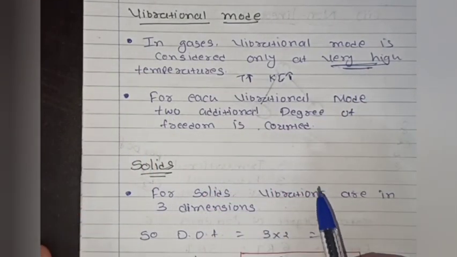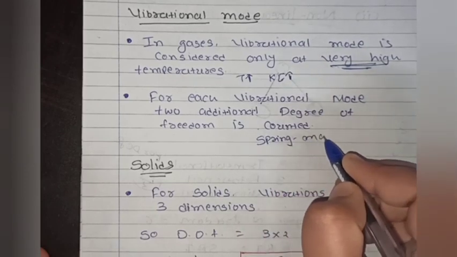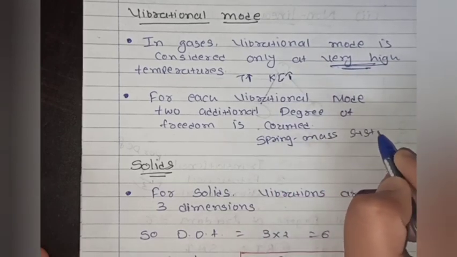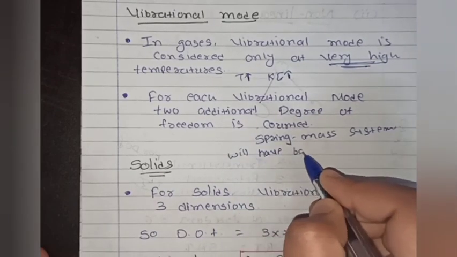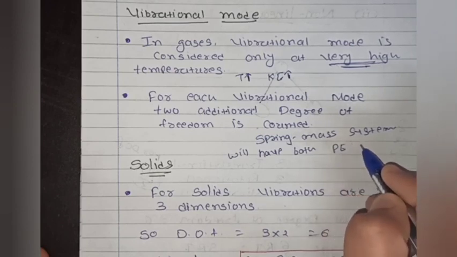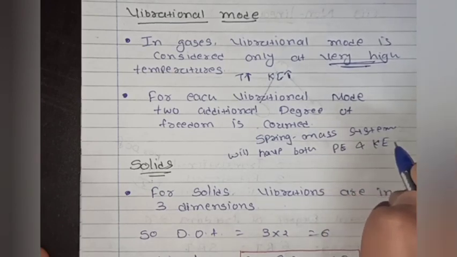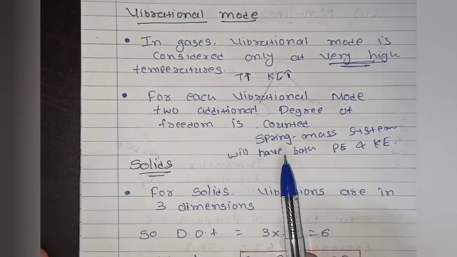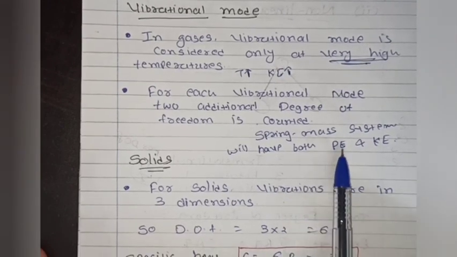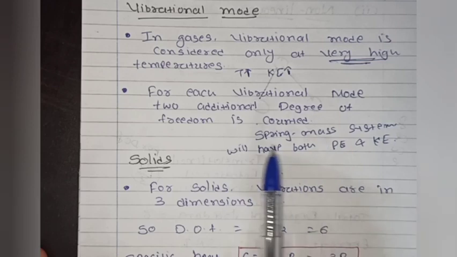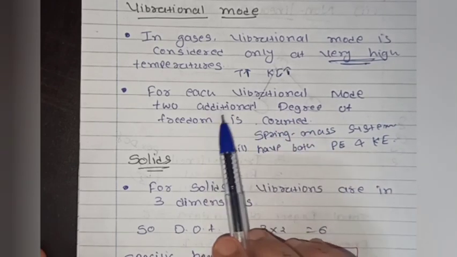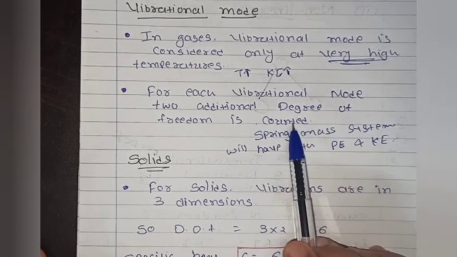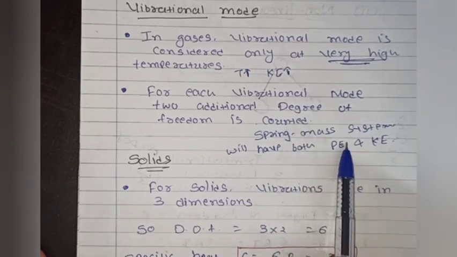So it will contain both. It will behave as a spring mass system, so we'll have both potential energy and kinetic energy. In a spring, the potential energy is stored and the blocks have kinetic energy. The vibrational mode is also the same, like a spring-like structure. So for each vibrational mode, the additional 2 degrees of freedom are considered.